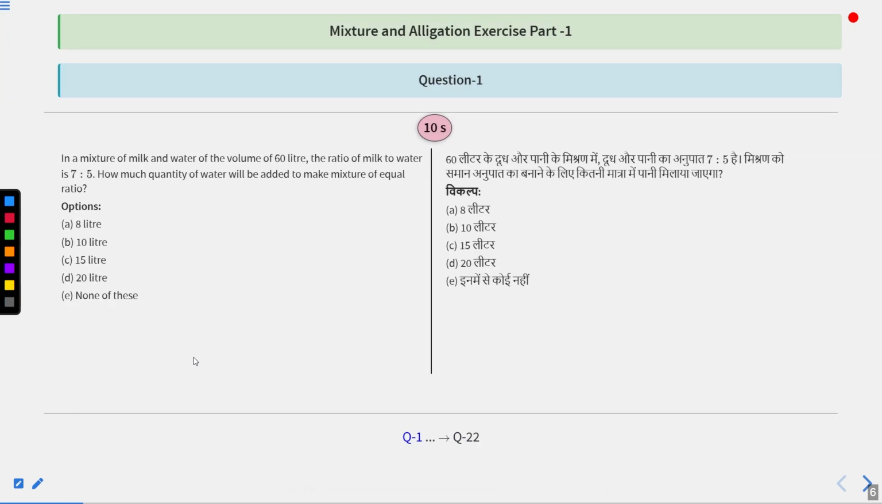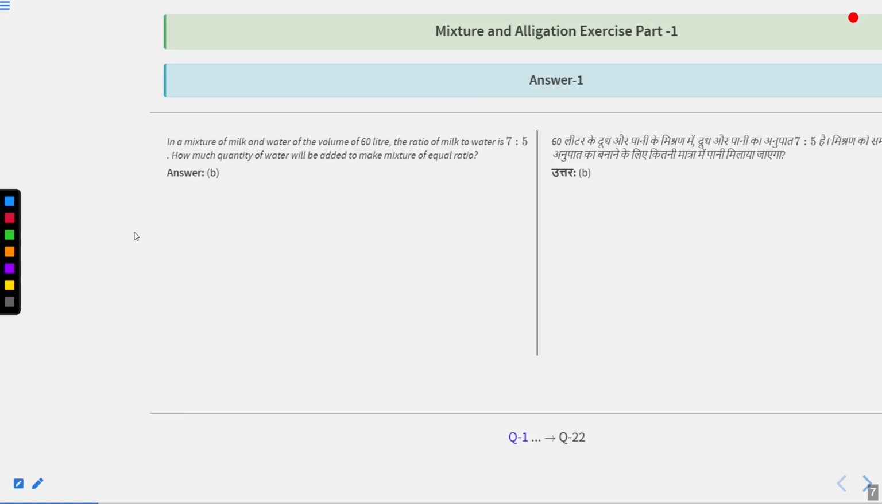Now see the first question. In a mixture of milk and water of volume 60 liters, the ratio of milk to water is 7:5. How much quantity of water should be added to make the mixture equal ratio? You have 5 options and 10 seconds to analyze the question. Your time starts now. Now time's up. Let's see the solution.